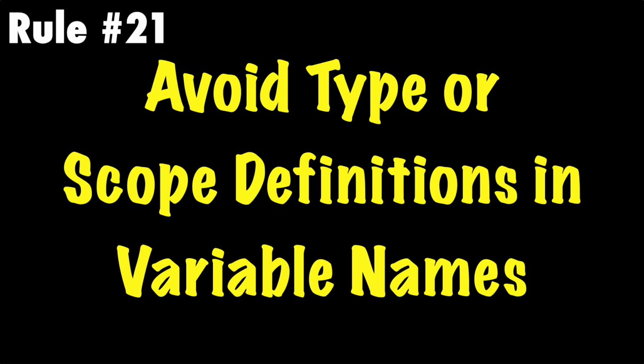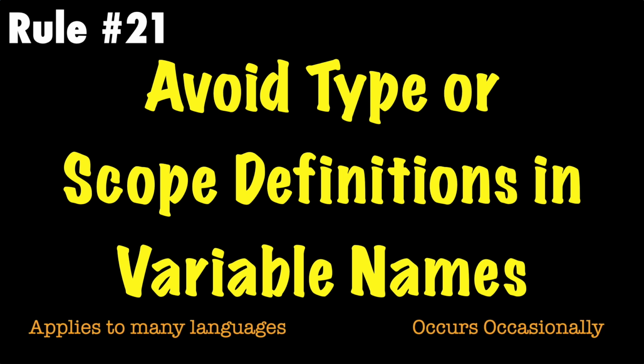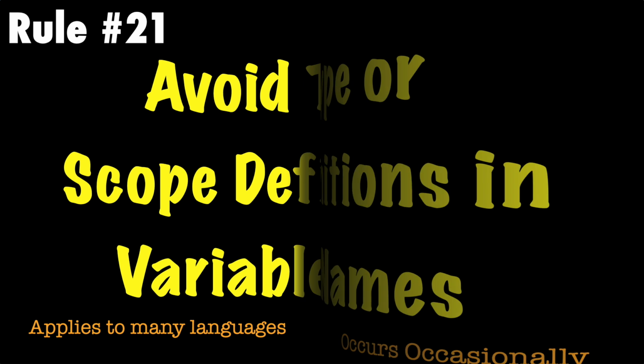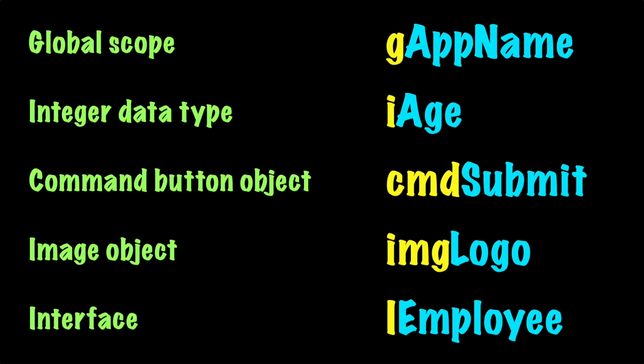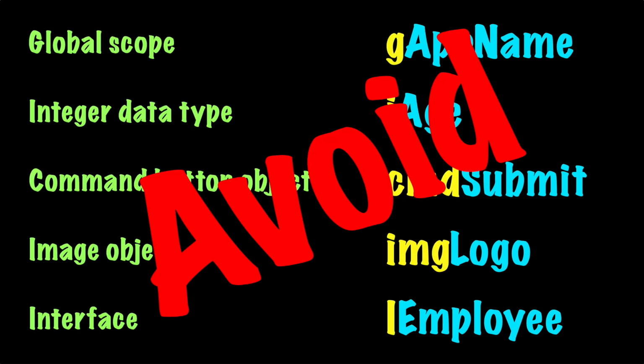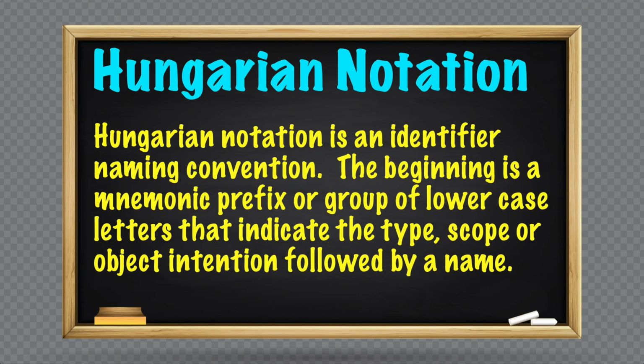In this lesson, we will review Coach Joe rule number 21, which states, avoid type or scope definitions in variable names. The use of is, has, can, and should are examples of a Boolean prefix. These prefixes are encouraged. Some variables might contain a prefix used to help identify the type or scope. Avoid these prefixes. The Hungarian notation naming convention begins with a mnemonic prefix, typically lowercase letters that indicate the type, scope, or object intention followed by the variable name.